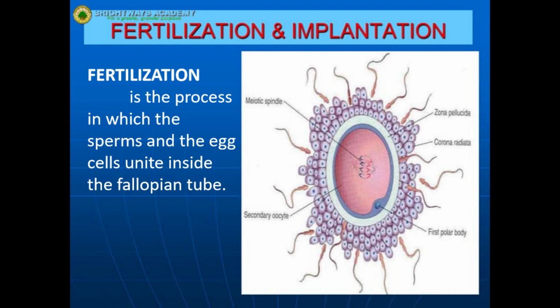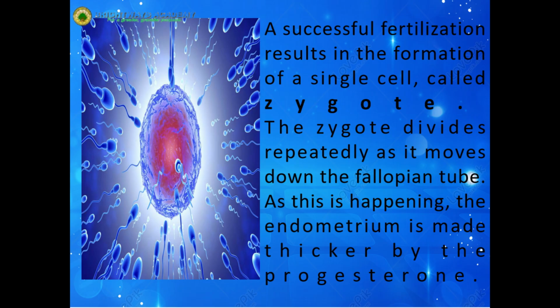So what is fertilization? When we say fertilization, it is the process in which the sperm and the egg cell unite inside the fallopian tube. After successful fertilization, it results in the formation of a single cell, what we call a zygote. After that, the zygote divides repeatedly as it moves down the fallopian tube.